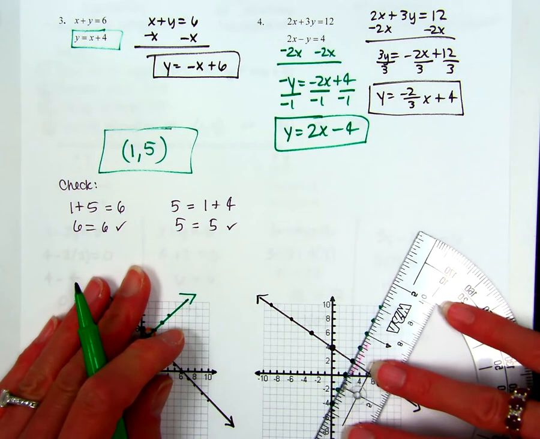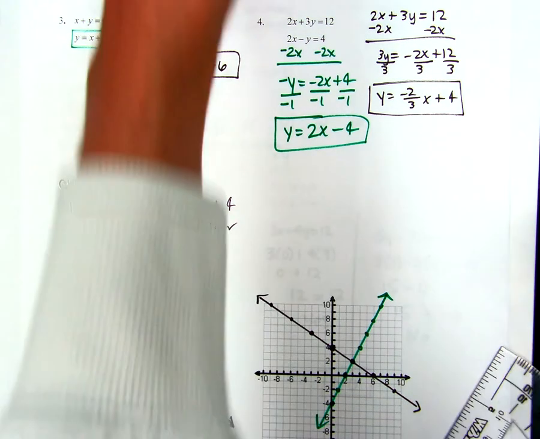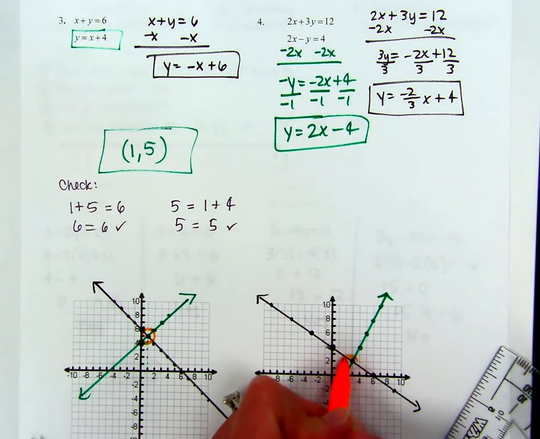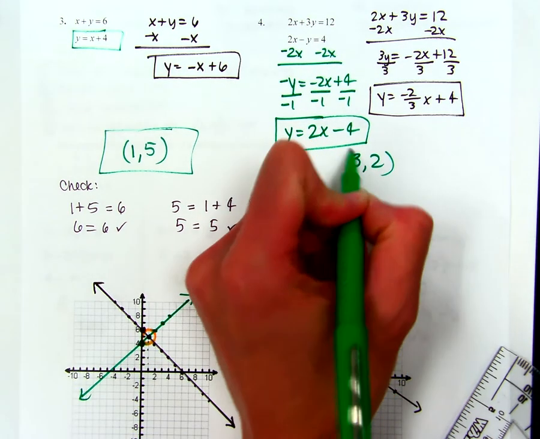And I'm going to draw on the line, and so I could find my solution. It's at 3, 2. So the final answer is 3, 2.